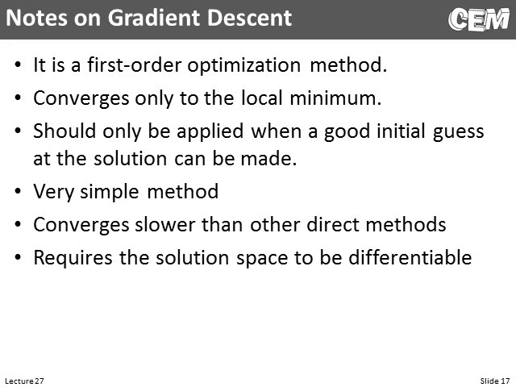It does converge slower than other direct methods, things like the Newton method, which actually try to predict how far away you are from a certain point to the global best. The problem with that is those types of algorithms can go unstable if you overshoot the global best. A lot of them get confused and they start oscillating back and forth. So I have found gradient descent to be the most robust. And this also requires that the solution space is differentiable, which we can do numerically or analytically.